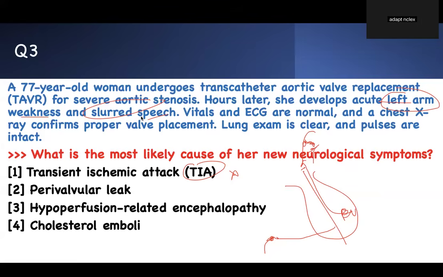What is happening is emboli, cholesterol emboli, or a clot from the procedure through the groin went into the brain, and the patient has a stroke. So this is your right answer. These are hard questions. They're designed to test your knowledge, adapt, and get you back.